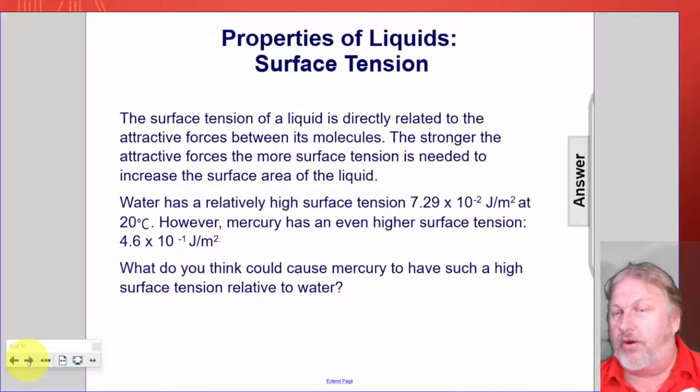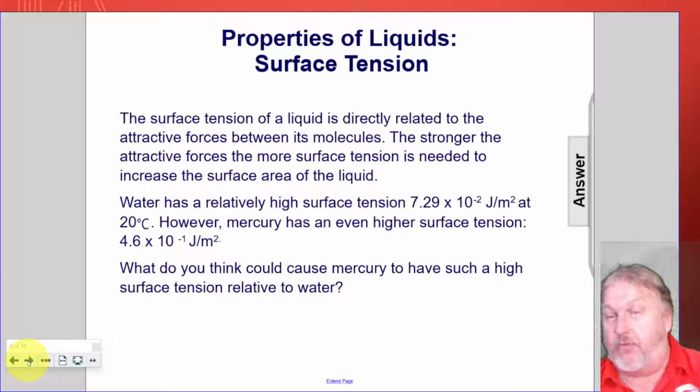So water has a relatively high surface tension of 7.29 times 10 to the -2 joules per square meter at 20 degrees C. But mercury has an even higher surface tension at 4.6 times 10 to the -1, or 0.46 joules per square meter.